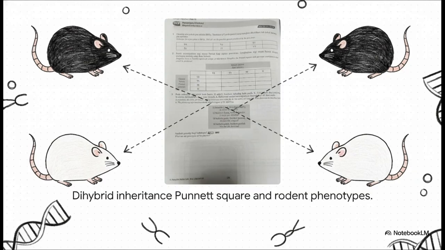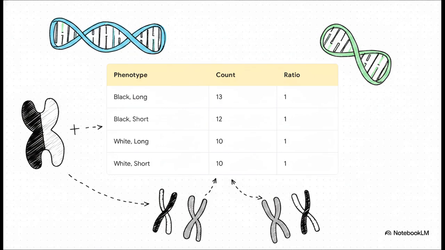Now things get really interesting when we upgrade to a dihybrid cross. This is where we track 2 independent traits at the exact same time, like fur color and tail length in rodents. Just look at the resulting offspring data here. We've got a mix, 13 with black fur and long tails, 12 with black fur and short tails, 10 with white fur and long tails, and 10 with white fur and short tails. When we crunch those numbers from the module, a massive clue pops up. It's a mathematically distinct 1-to-1-to-1-to-1 phenotypic ratio.